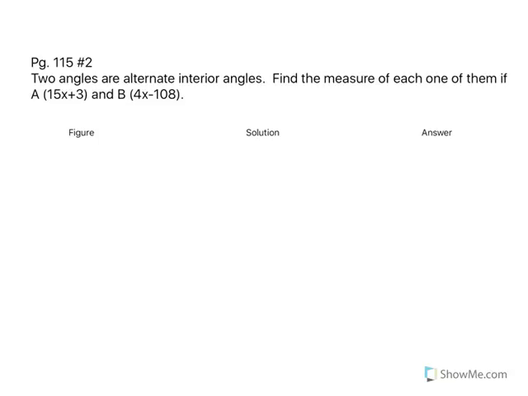Two angles are alternate interior angles. Find the measure of each one of them if A is 15x plus 3 and B is 4x minus 108. Okay, so the question gives us some good info. We're going to have two angles and they're alternate interior angles. So what do we know about alternate interior angles? When you're drawing the figure, always start with a set of parallel lines crossed by a transversal.